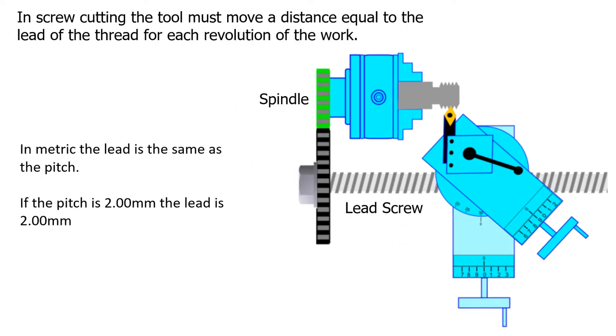In the metric screw thread system, we are familiar with the term pitch. It is the distance between the peaks of the thread. It is also the distance a nut travels along a bolt in one full revolution. This is referred to as the lead. Hence the term lead screw.